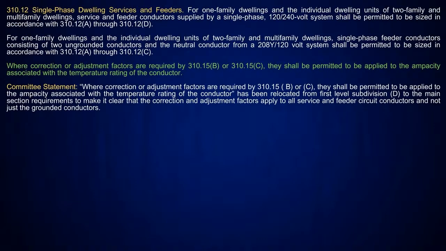Now, this one is interesting because they're clarifying some stuff here. This is where you're dealing with single-phase dwelling services and feeders, and they've added a new sentence in the third paragraph. It says, where correction or adjustment factors are required by 310.15(B) or 310.15(C), they shall be permitted to be applied to the ampacity associated with the temperature rating of the conductor.